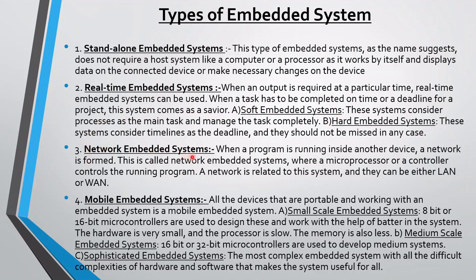Network embedded system is the third type. When a program is running inside another device, a network is formed. So this is called a network embedded system. Here, a microprocessor or a controller controls the running program. A network is related to this system and it can be either LAN or WAN. Mobile embedded system. All the devices that are portable and working with an embedded system are mobile embedded systems. There are three types, that is small scale embedded system, medium scale embedded system, and sophisticated embedded system.